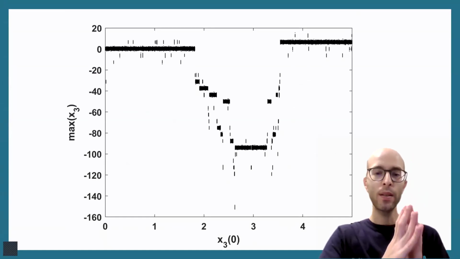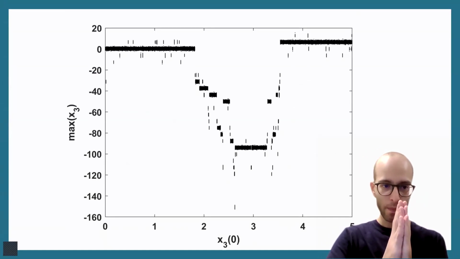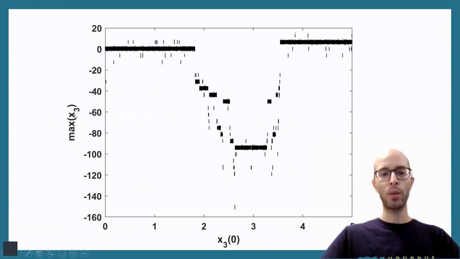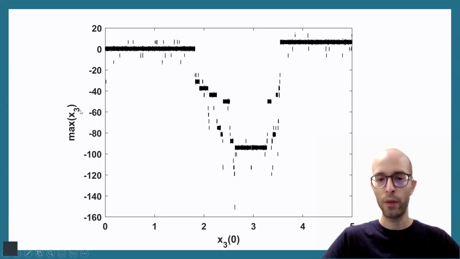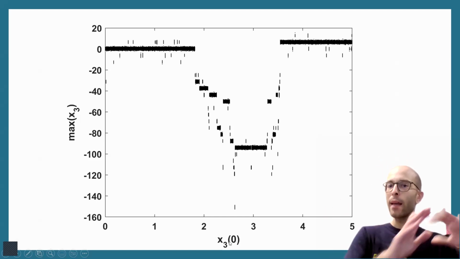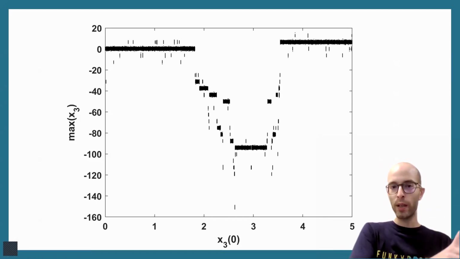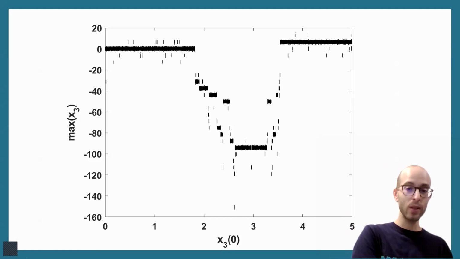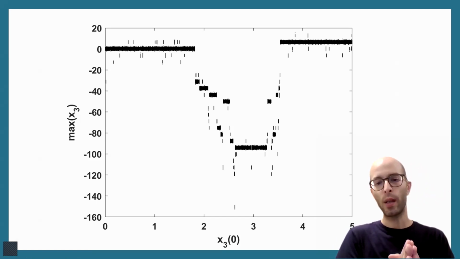So basically, what is this diagram? It depicts what the values of the local maxima of the solution for x3, for the third state, are when we simulate the system from different initial conditions x3(0). So I choose a different initial condition that goes from 0 to 5 for the third state. The other initial conditions for x1, x2, and x4 are fixed. The parameter values of the system are fixed. Only this initial condition changes.